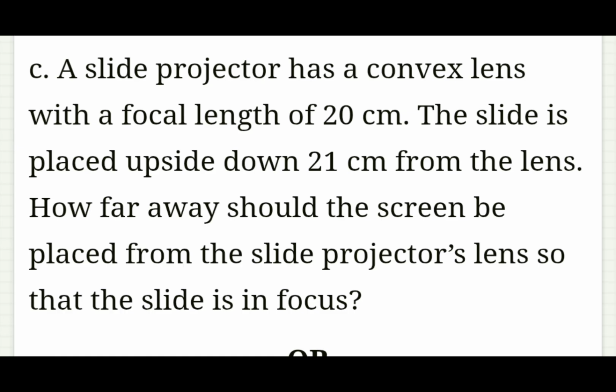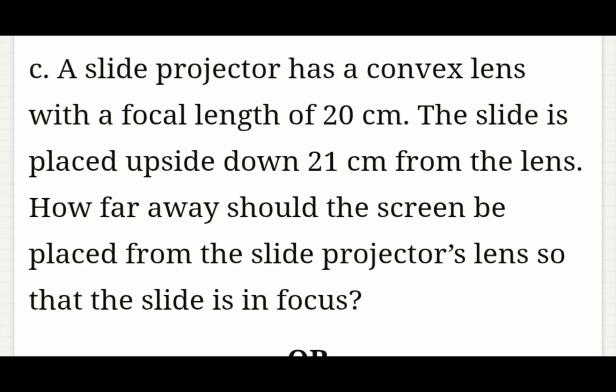So what is our first question? In the first question, they're asking what type of lens is used in a slide projector. In the third question, they give the answer. The first question's answer is there in the third question. So if you read questions carefully, you'll get the answer there only. Okay, so what is our answer?